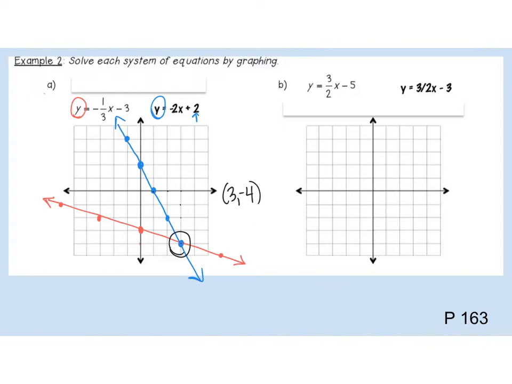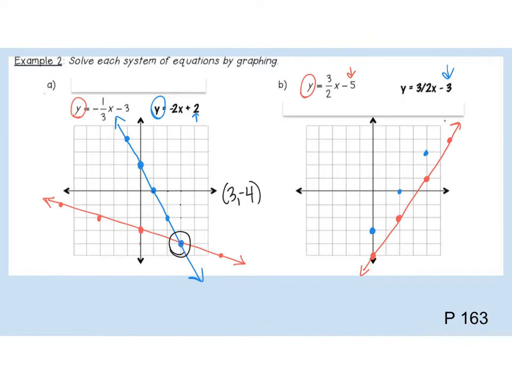All right, and then for my second problem, I have a y-intercept of negative 5, and then a slope of 3 over 2. So up 3 over 2, up 3 over 2, up 3 over 2. So it's going to look something like that. And for my second graph, I have a y-intercept of negative 3. And then I have the same slope, up 3 over 2, up 3 over 2.